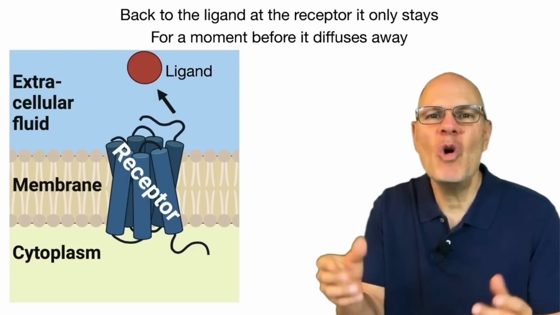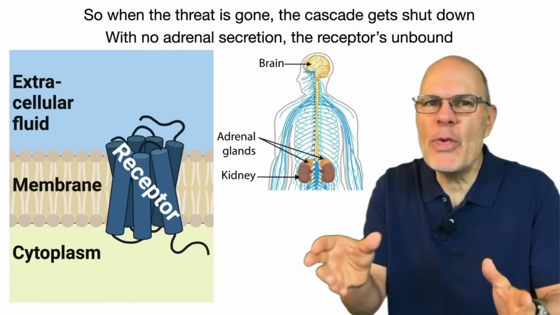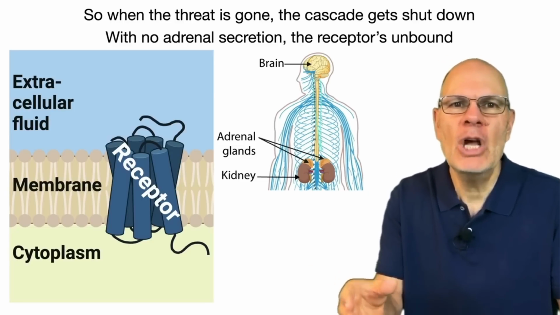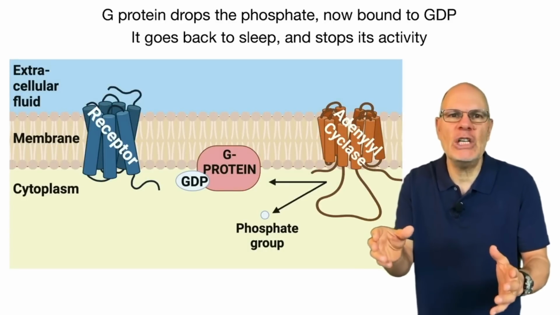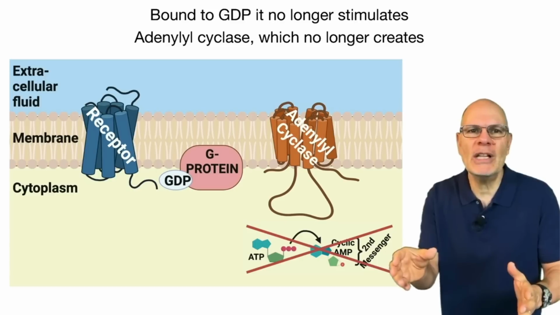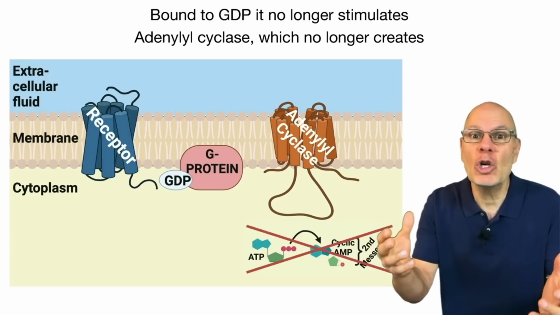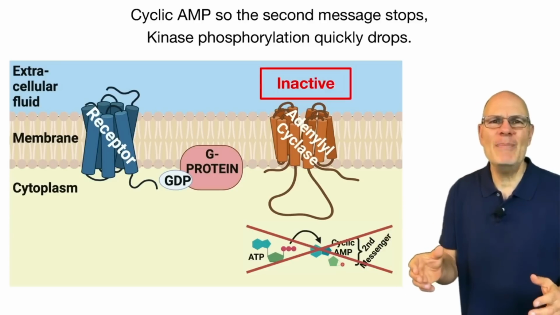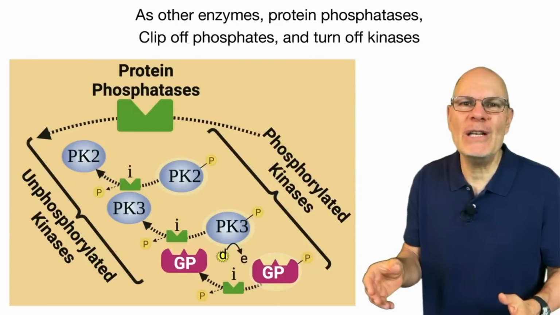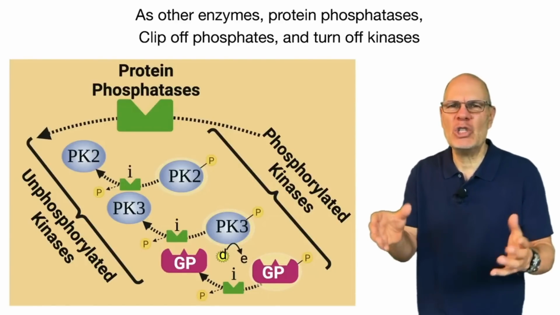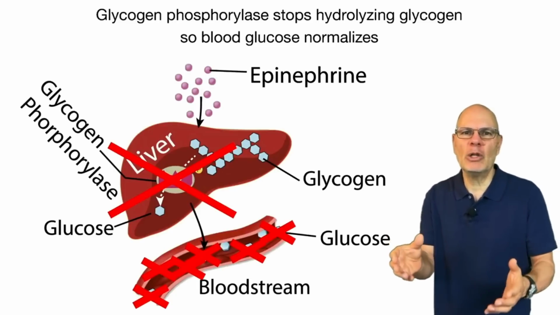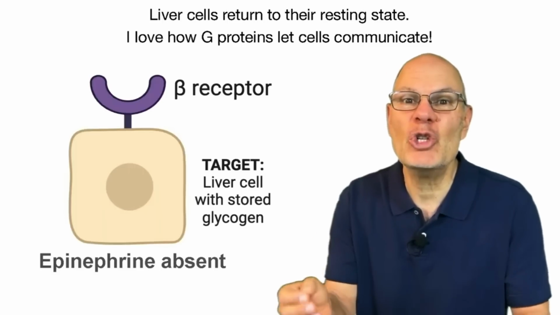Back to the ligand of the receptor. It only stays for a moment before it diffuses away. So when the threat is gone, the cascade gets shut down. With no adrenal secretion, the receptor's unbound. G protein drops the phosphate and bound to GDP. It goes back to sleep, stops its activity. Bound to GDP, it no longer stimulates adenylyl cyclase, which no longer creates cyclic AMP, so the second message stops. Kinase phosphorylation quickly drops as other enzymes, protein phosphatases, clip off phosphates, turn off kinases. Glycogen phosphorylase stops hydrolyzing glycogen, so blood glucose normalizes. Liver cells return to their resting state.